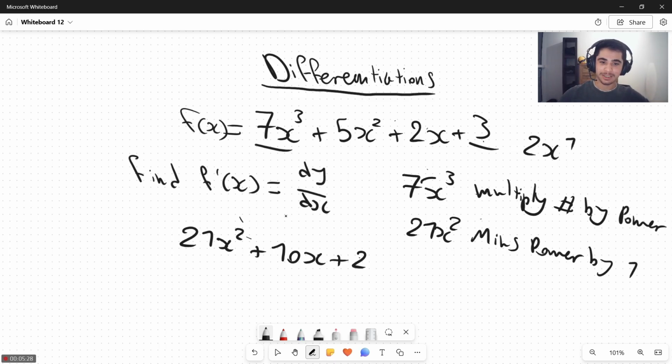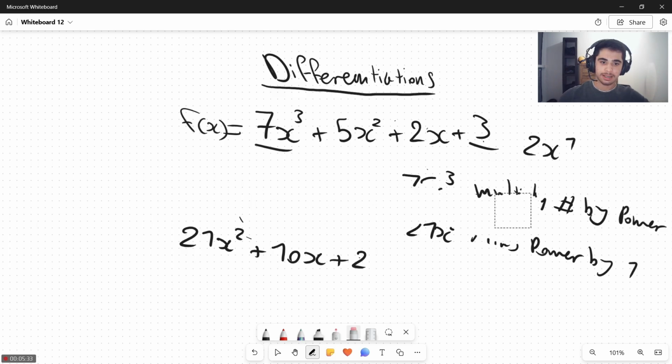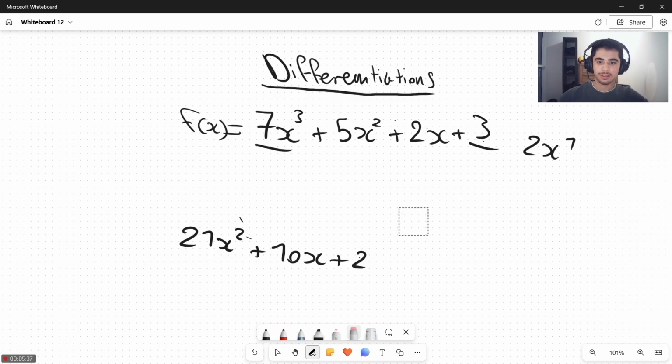So let me clean this up a little bit. I'll erase these, you probably don't need them. So your final answer should be 21x squared plus 10x plus 2. Hey, what do you know, that's a quadratic too, so fun.